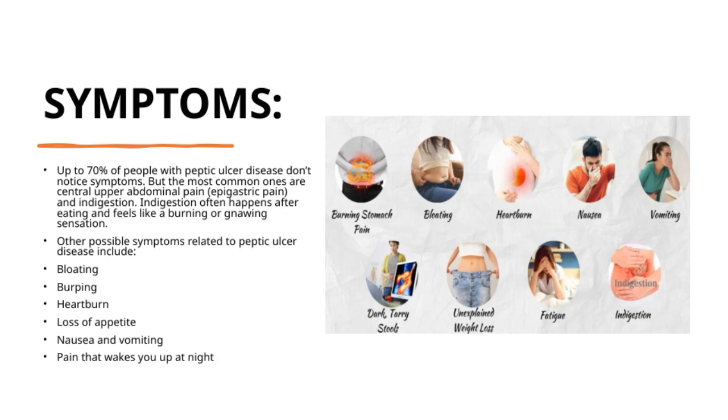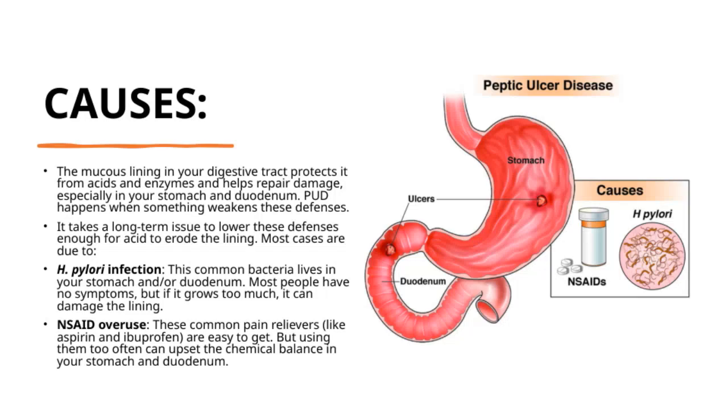The mucus lining in your digestive tract plays a crucial role in protecting it from the harsh acids and enzymes that are involved in digestion. It also helps repair any damage that might occur along the way, especially in your stomach and duodenum. When this lining becomes weakened, it can lead to a condition called peptic ulcer disease, or PUD. Most of the time, it takes a long-term issue for these defenses to become so compromised that acids can start eroding the lining. There are two main causes we see most often.